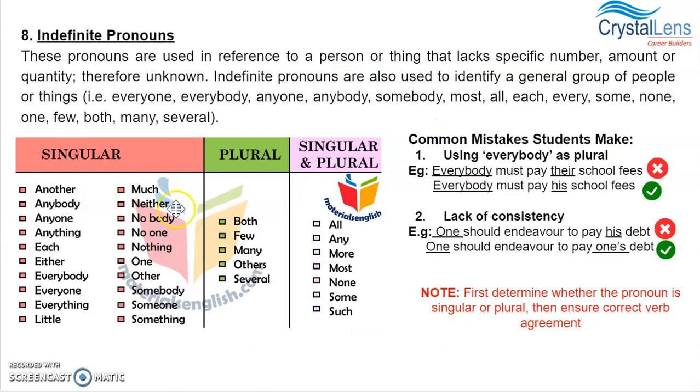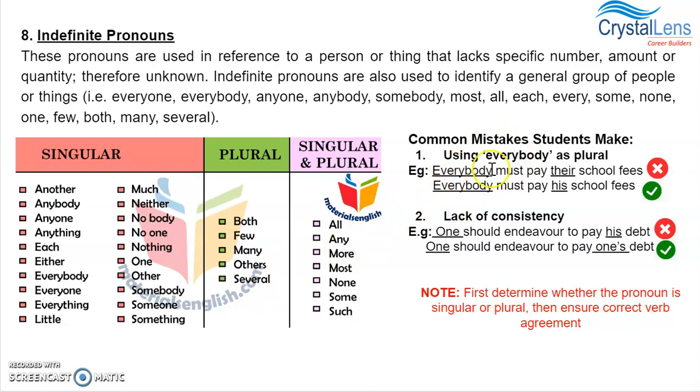Next is indefinite pronouns. Indefinite pronouns are used in reference to a person or things that lack specific number. When you're talking about a general group, you're talking about indefinite pronouns. Things like everyone, everybody, anyone, anybody, they are all indefinite pronouns. Please take note of this table because you want to find out which indefinite pronoun is singular and which of them is plural, because it will help you to avoid common mistakes that people make.